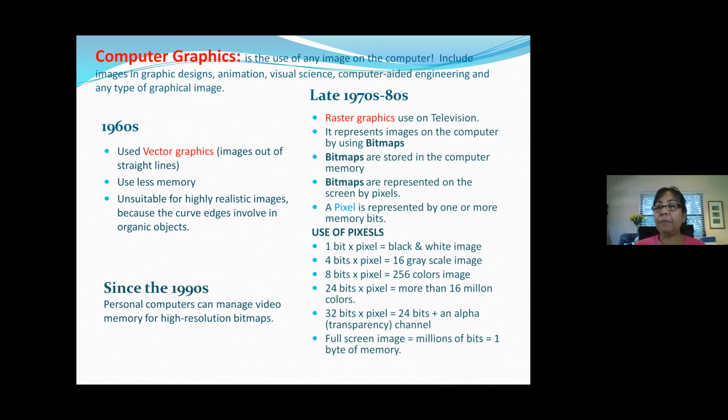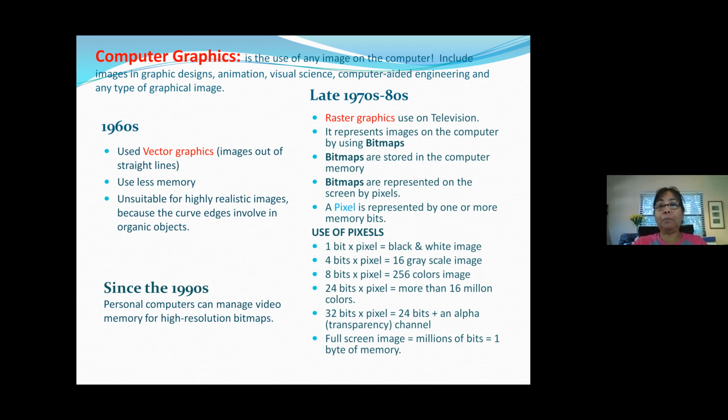Then we got 8 bits per pixel. Oh, now we are talking 256 colors displayed on your screen. We have now 24 bits per pixel, which means we have more than 16 million colors on your screen. And nowadays, it's 32 and plus. With 32 bits per pixel, 24 is included, which is 16 million colors, plus what is called alpha channels, which give you the transparency.